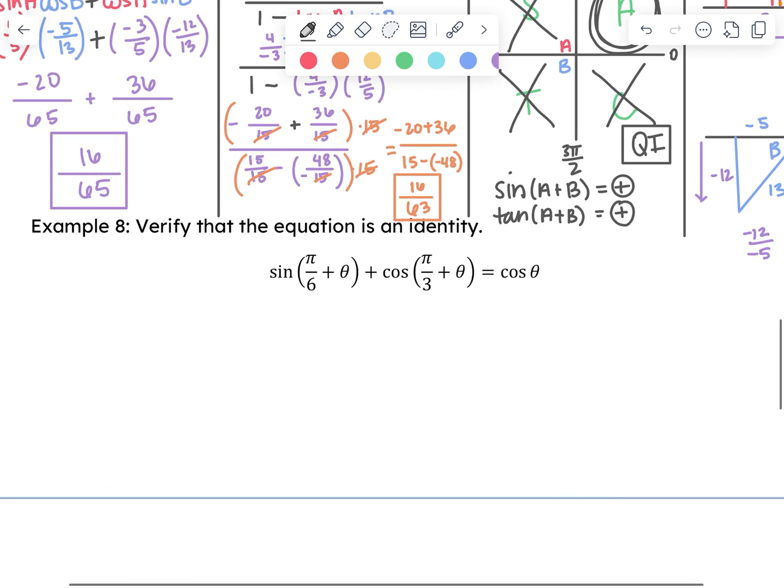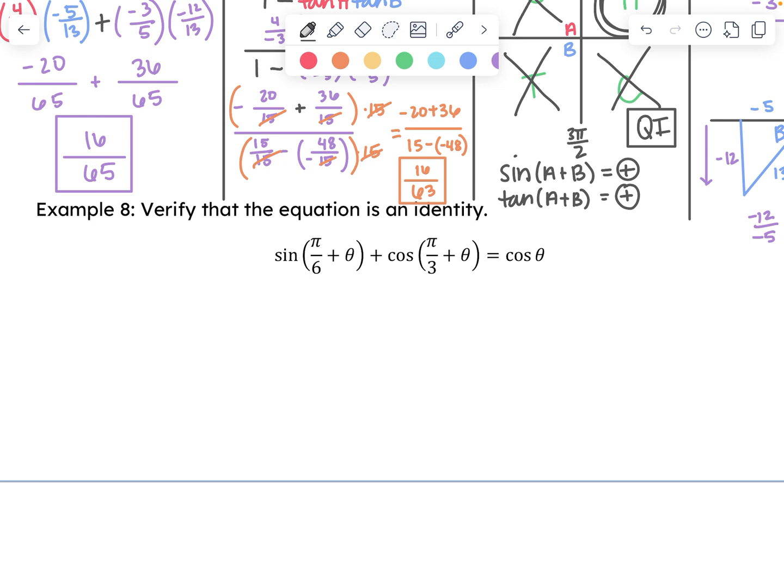And for our last identity, we are going to verify the trig identity for example 8 using these identities. So remember, we can use all of the identities we've learned so far. So if I've got a sine of pi over 6 plus theta, I'm going to use an identity I learned today. And then that cosine of pi over 3 plus theta, that's an identity I learned in my last set of notes. So remember, when we're simplifying all of this, we're only going to work on that one side. We're not going to do anything on the other side.